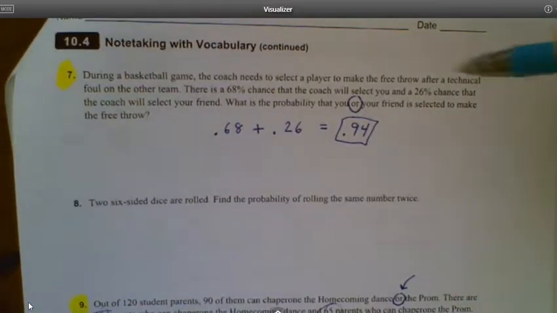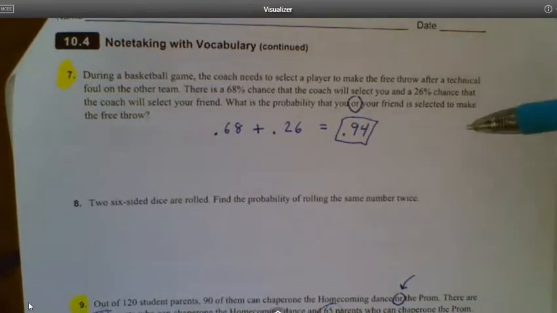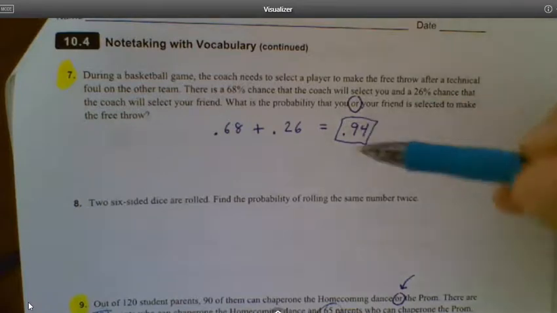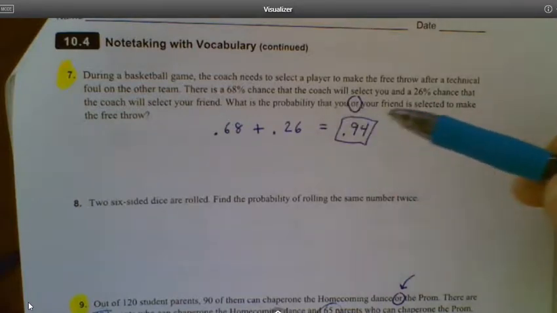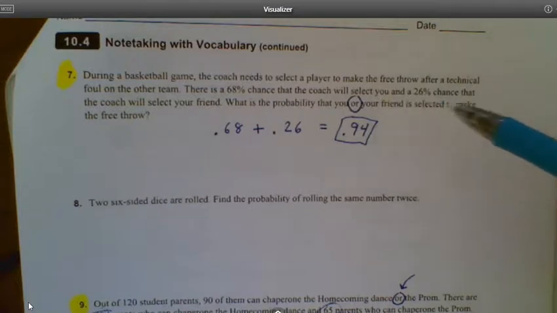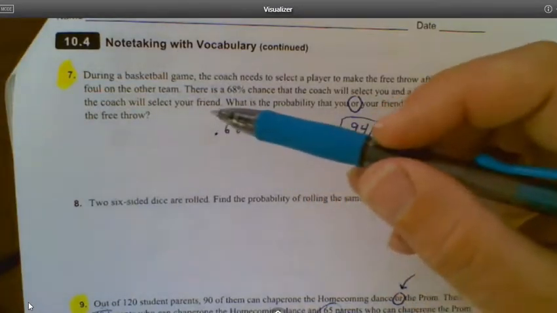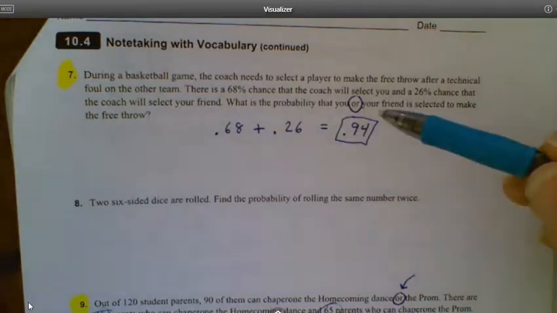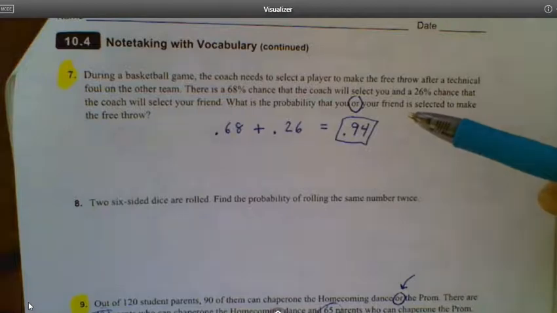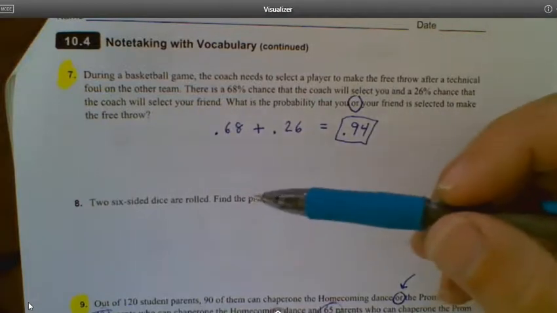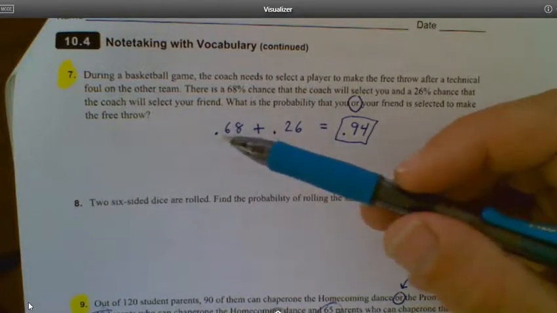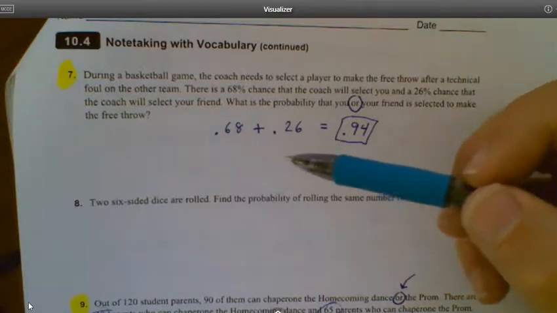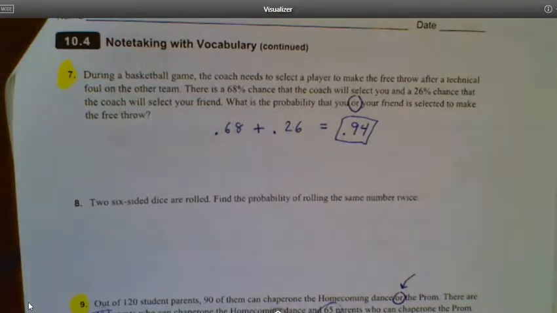Two more. During a basketball game, the coach needs to pick a player to make a free throw. There's a 68% chance that he will select you and a 26% chance that he will select your friend. What's the probability that he will select you or your friend? When I see the word "or," I know I need to use today's formula: this plus this minus anything they have in common.